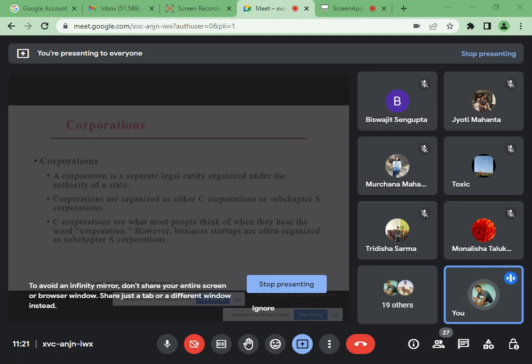Corporation. A corporation is a separate legal entity organized under the authority of a state. Corporations are organized as either C corporations or subchapter S corporations. C corporations are what people think of when they hear the word corporation. However, business startups are often organized as subchapter S corporations.